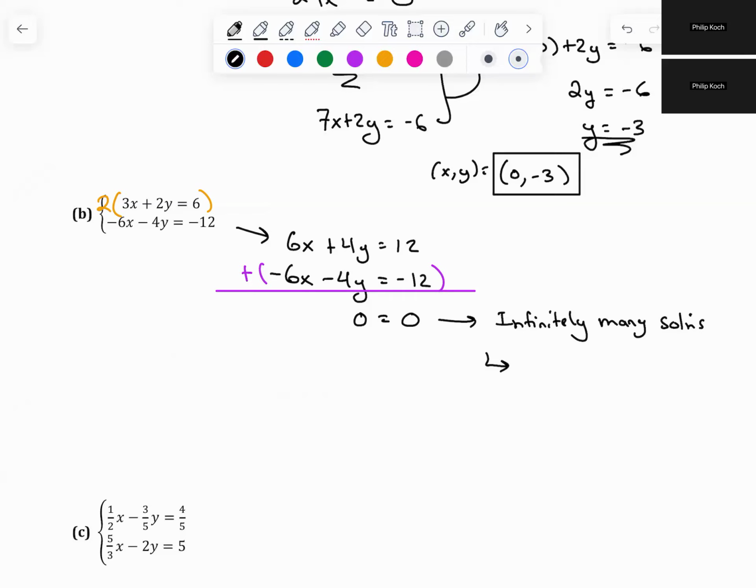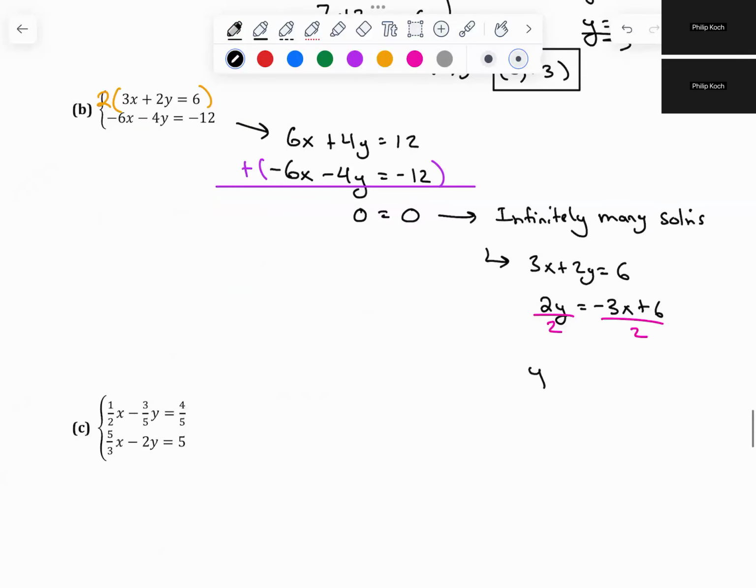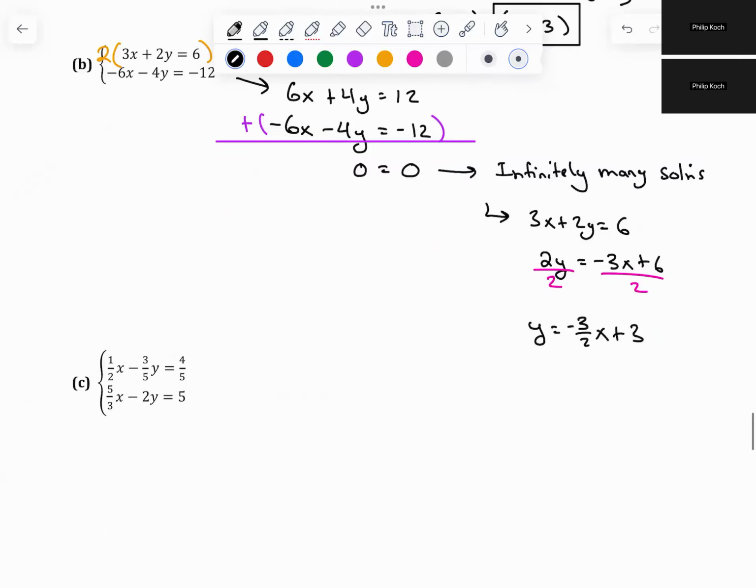But if you want to write it specifically as a mathy answer, you'll take either one of the equations and write it in y equals mx plus b form. You can use either equation because they're the exact same equation. That's the reason why we have infinitely many solutions. They both are the same equation. So it doesn't matter which one you do. I'm going to choose the simpler one, the 3x plus 2y equals 6. Solve for y. So we'll use negative 3x plus 6. We'll divide both sides by 2 and get that y equals negative 3 halves x plus 3. So that's the equation of that line.